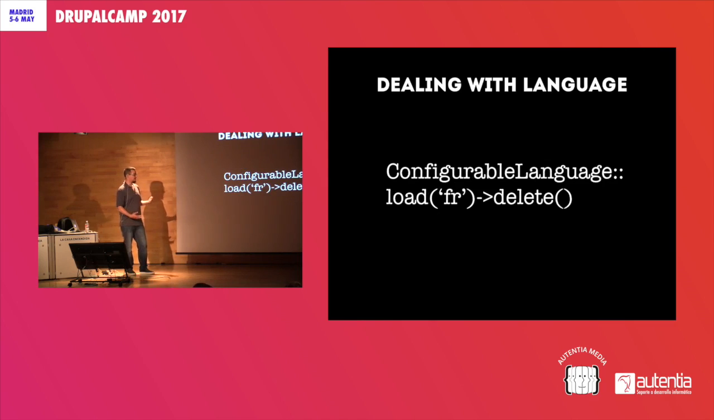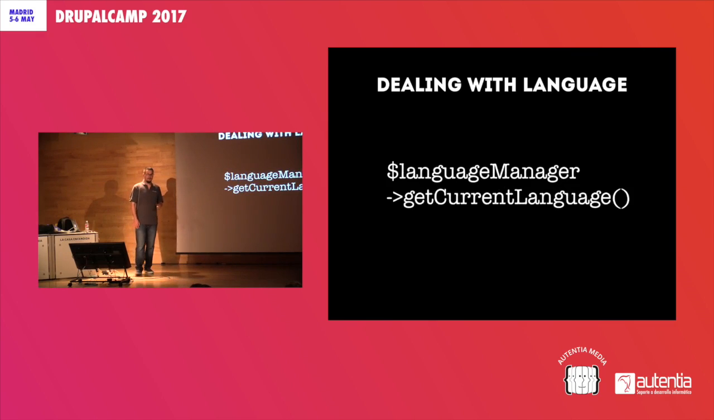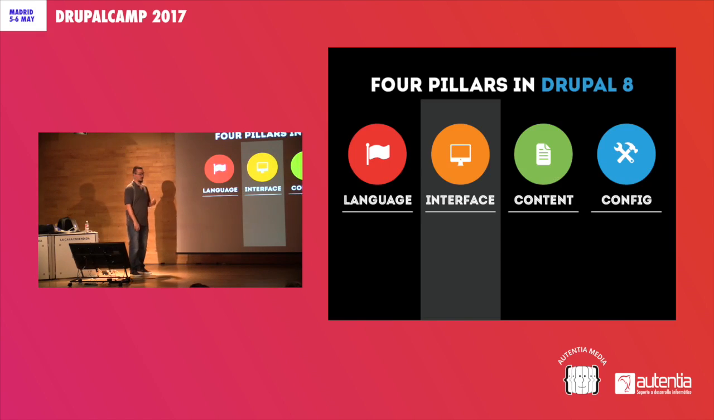And as there are entities, you can load them, you can delete them, you can edit them, you can perform any operation on them using the configurable language class. If you are coding in a page and you don't know the current language that has been negotiated for the visitor, the language manager service has a get current language method, which returns the language object that the visitor is browsing. So you can use this language for whatever you need there.